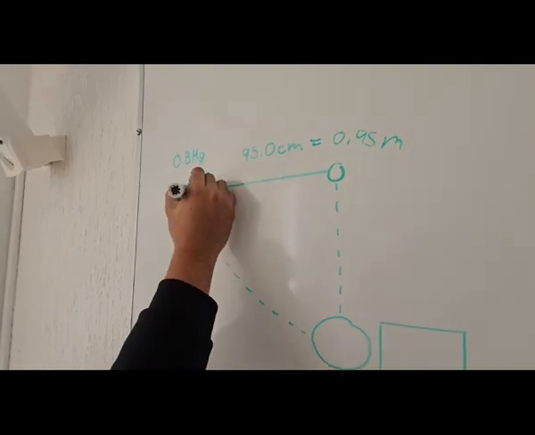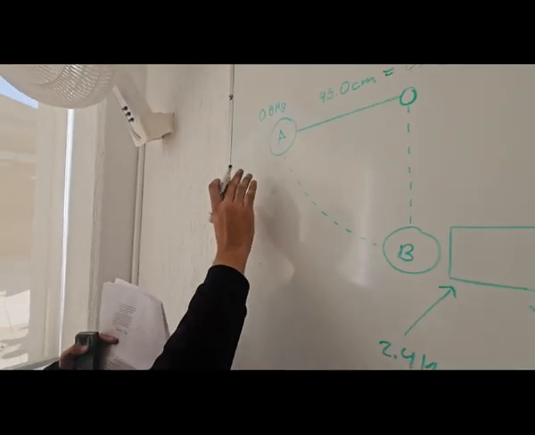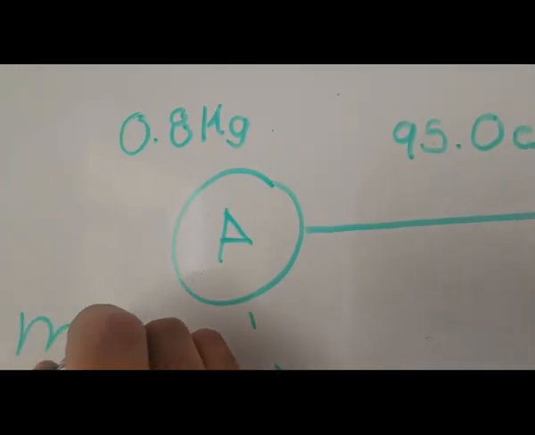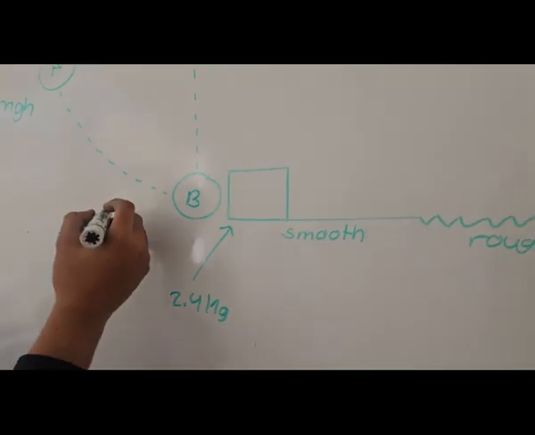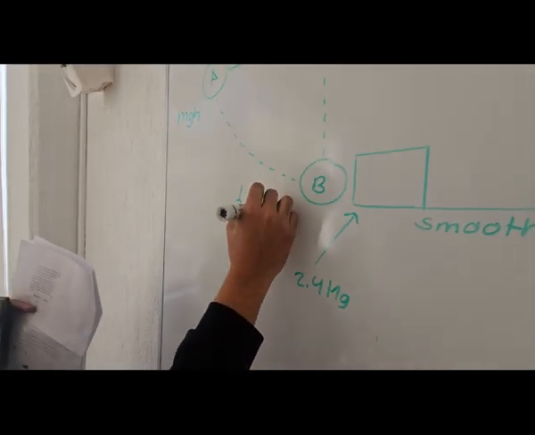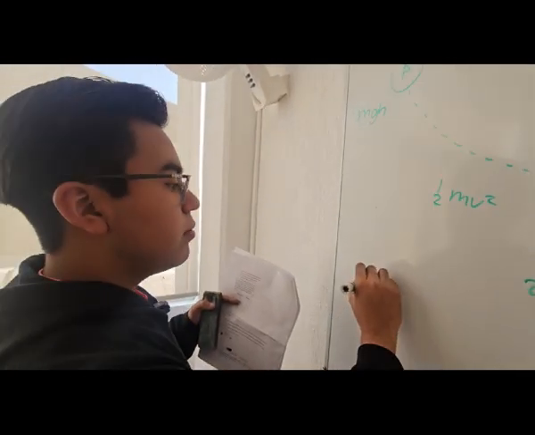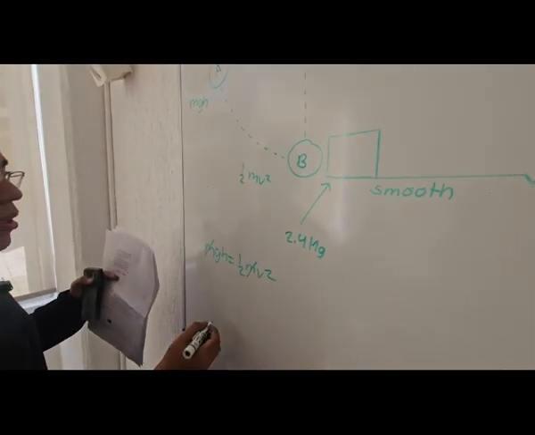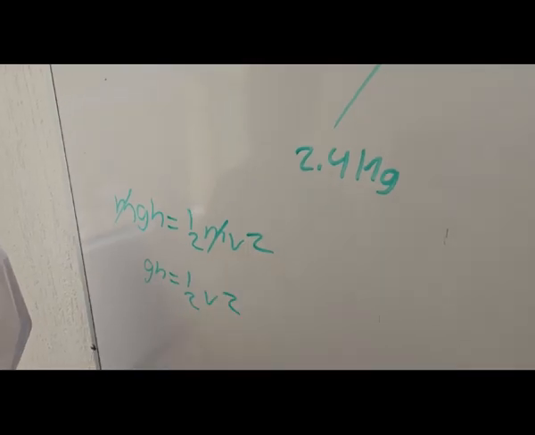So we have point A and point B. Point A at max height, where we have gravitational potential energy, mgh, and in point B, we have kinetic energy, which is 1/2 mv squared. So we know by the law of conservation that this has to be the same as this one. So we just make them equal, and mgh equals 1/2 mv squared. We can cancel mass, and we end up with gh equals 1/2 v squared.